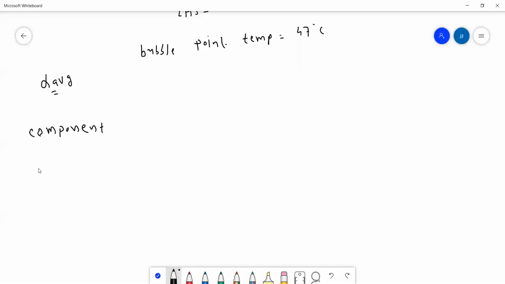So here the components are n-butane, then i-pentane, then n-pentane, then n-hexane.